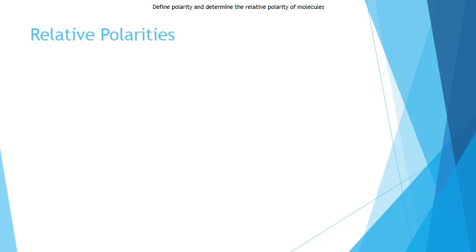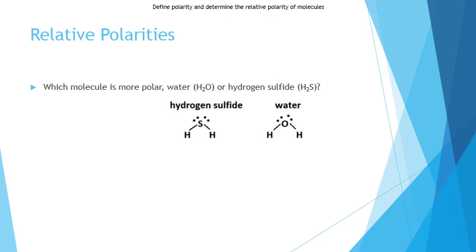Alright, we also want to be able to determine which molecule is more polar than another, even if I have two polar molecules. So for example here, let's take a look at water and hydrogen sulfide. Which molecule between these two is more polar? And I picked these two because their Lewis structures are exactly the same. In fact, there's a name for this. We call this situation isoelectronic.